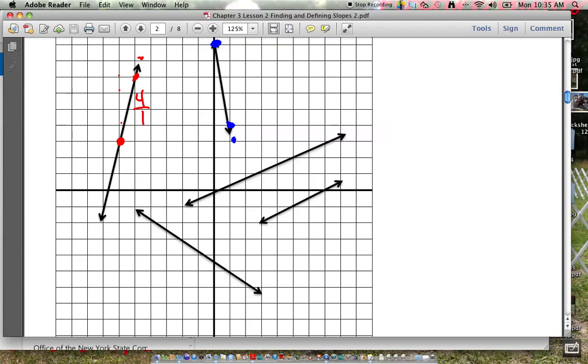All right, who thinks they want to handle this one? Elizabeth, what do you think? What'd you say? Positive or negative? Yeah, let's see. 1, 2, 3, 4, 5 over 1, down 5 over 1.